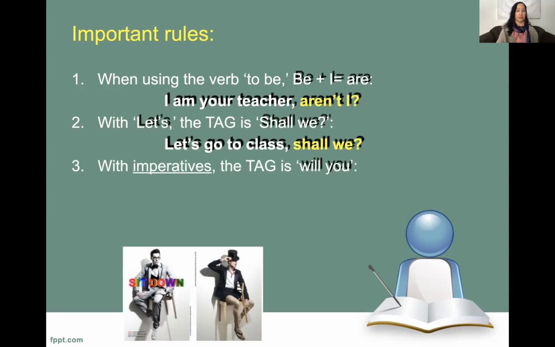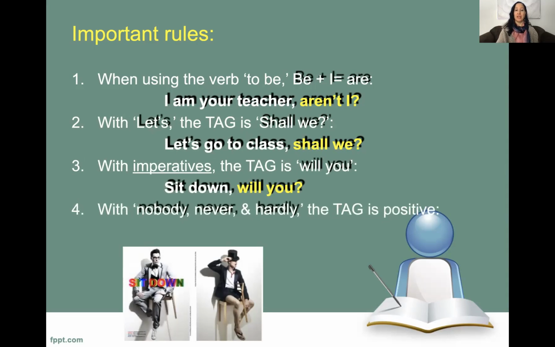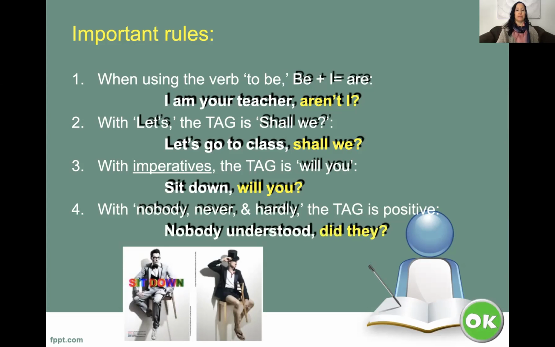With imperatives, the tag is will you? For example, sit down, will you? With nobody, never, and hardly, the tag is positive. For example, nobody understood, did they?